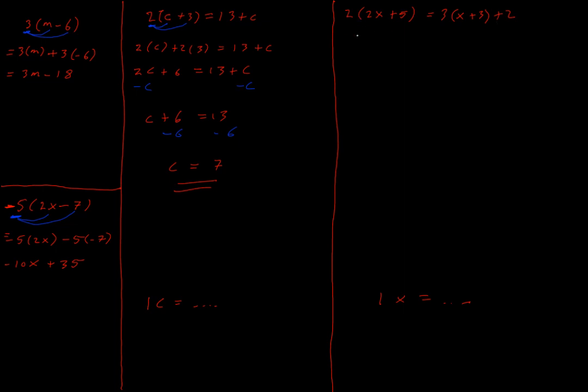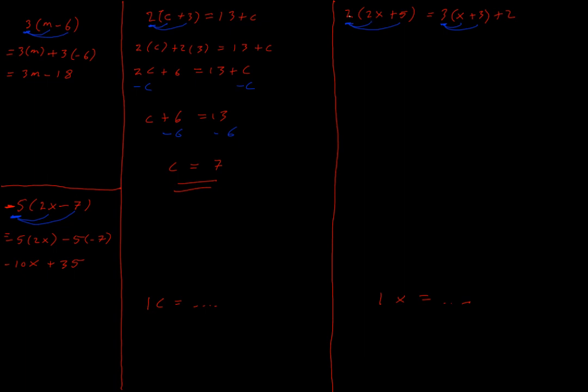Multiplying out our brackets, we're going to have 2 multiplied by 2x and 2 multiplied by 5. And we're going to have 3 multiplied by x and 3 multiplied by 3. Now there's a plus out here, so this is not part of the bracket. There's no bracket around here, so we are just going to multiply the 3 by x and the 3 by 3. So the 2 is not going to get multiplied because there's a plus sign in between.